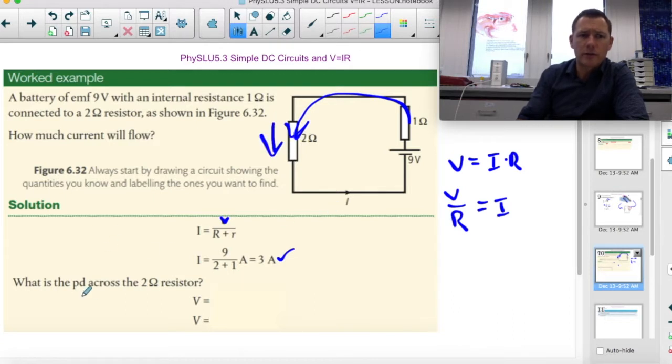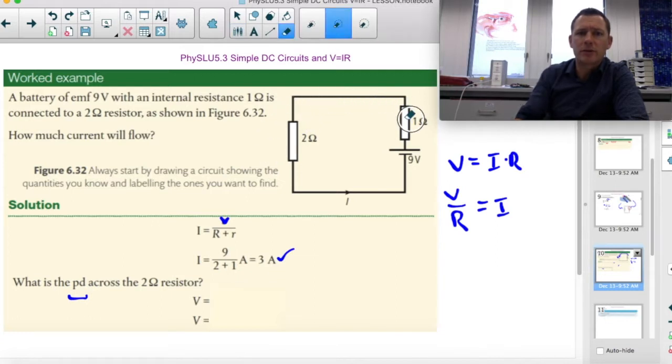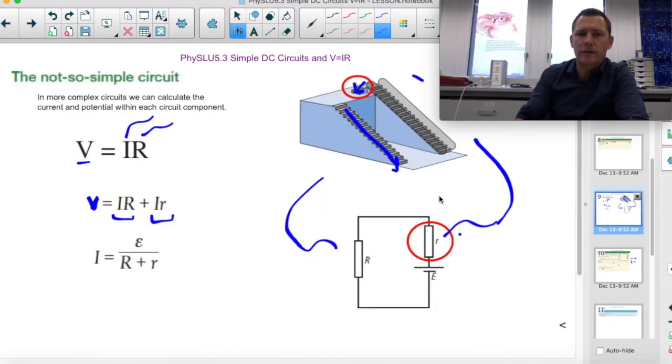And they are asking what's the potential difference across the 2 ohm resistor. They're just wondering how much potential energy it loses from here to here as it goes down this staircase. So it goes down this staircase first, it loses this much potential energy. This one loses that much potential energy. So they're looking at this potential difference, the change.